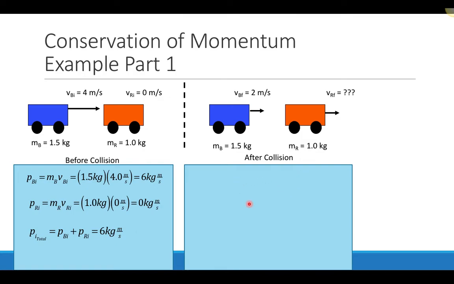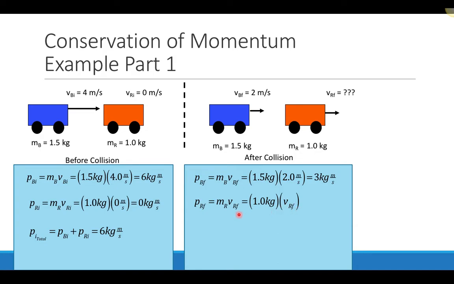Now let's see how that compares to the situation after the collision. So after the collision, we know how fast the blue cart is traveling. We can calculate its momentum. Its mass times its velocity. Its mass is 1.5, its velocity is 2. So it has a momentum after the collision of 3. And we could ask, what is the momentum of the red cart after the collision? Well, we don't know what its velocity is, but we know its momentum would have to be its mass times its velocity. Its mass is 1, and its velocity is unknown.